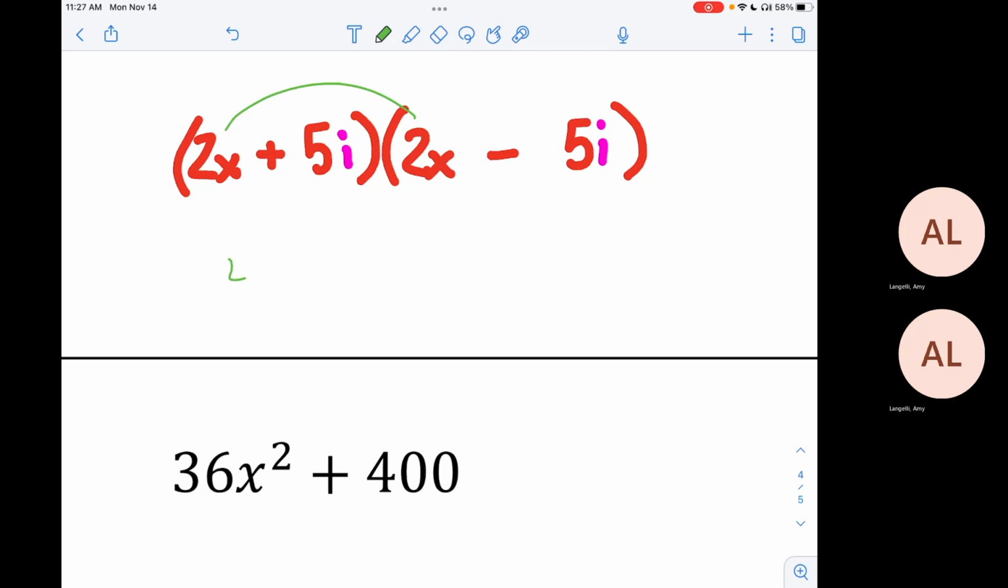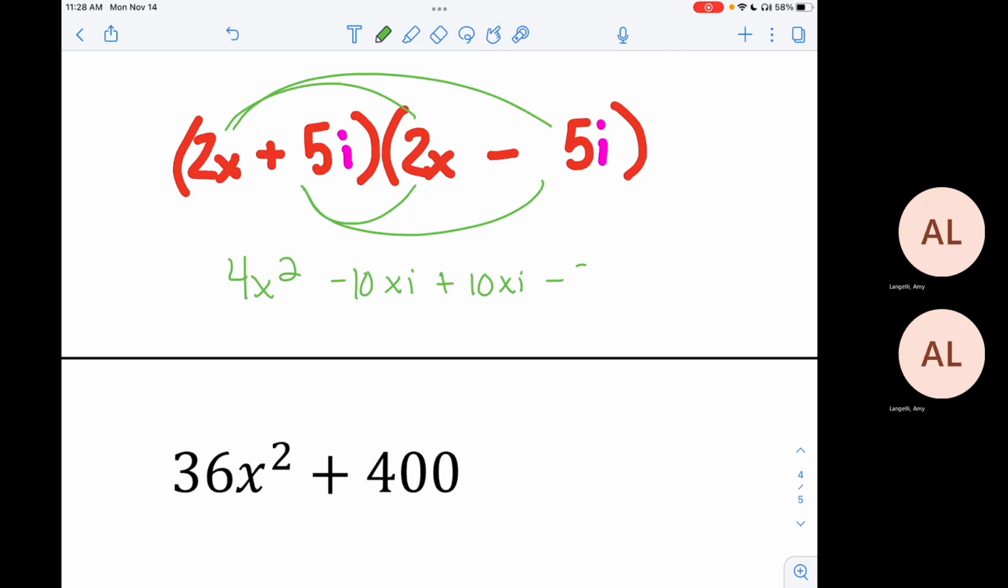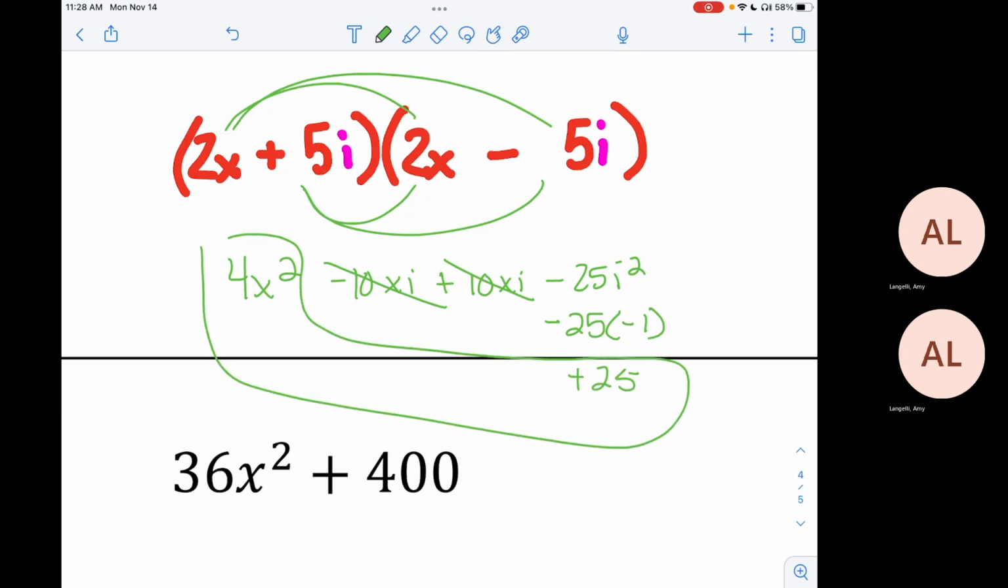2x times 2x is 4x squared. 2x times negative 5i is negative 10xi. That's positive 10xi. And that's negative 25i squared. These go away. And this is a negative 25 times negative 1, which turns into a positive 25, which proves that if you factored them, you would get the sum of perfect squares. If that was too much, that's totally fine, as long as you can memorize that they're the adding and subtracting of the square roots, and you put an i on it.